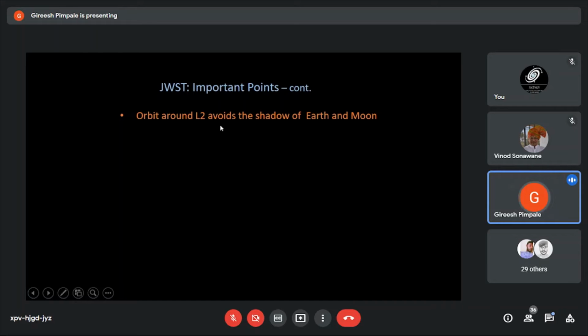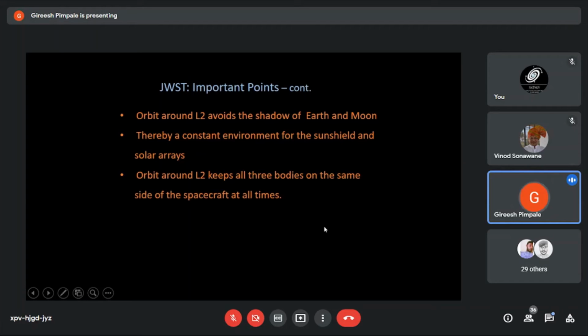Then it is orbiting around L2 because it wants to avoid the shadow of Earth and Moon. Because when shadow is there, temperature will change. So we want to completely separate the telescope from the sun, earth and moon, and therefore it is moving around the point L2. It is orbiting the point L2. So a constant environment as far as temperature is concerned is maintained.